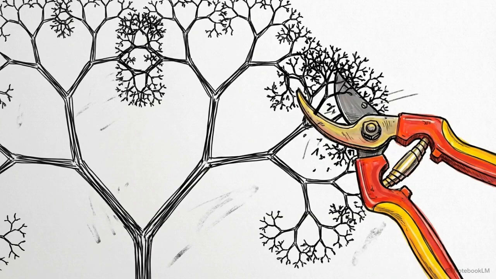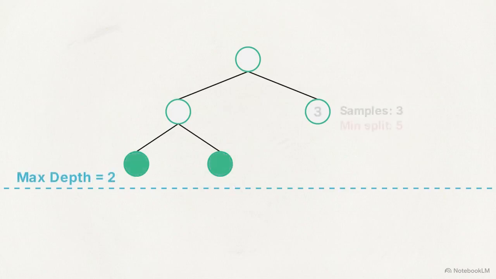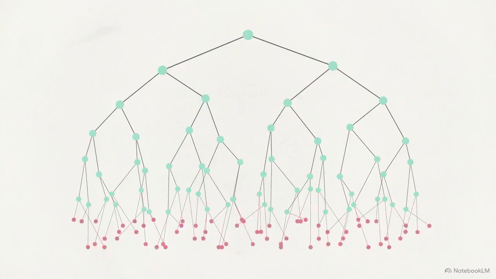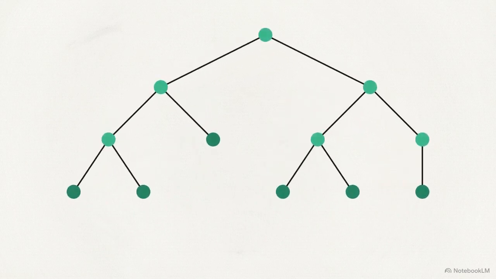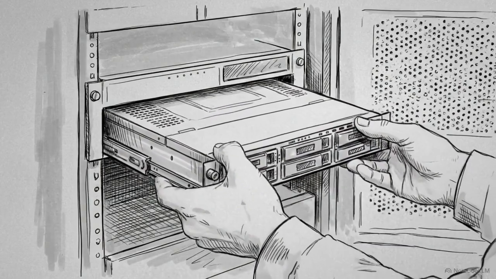To create a functional model, we use pruning to stop the tree from memorizing the data. We can apply pre-pruning during construction by setting hyperparameters. For example, we can set a maximum depth for the tree, or require a minimum number of samples to allow a split. We can also use post-pruning. This involves growing the full tree first, and then trimming back branches that do not improve performance when tested against a separate validation set. The value of a model is measured by its performance on unseen data, not its ability to memorize the past.